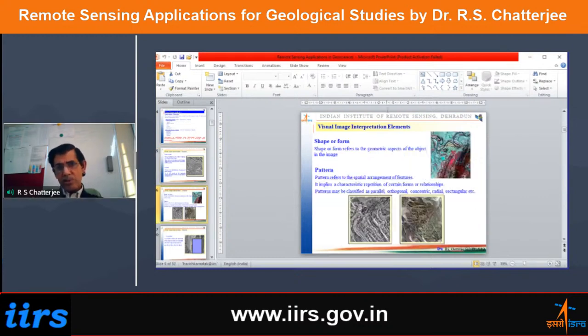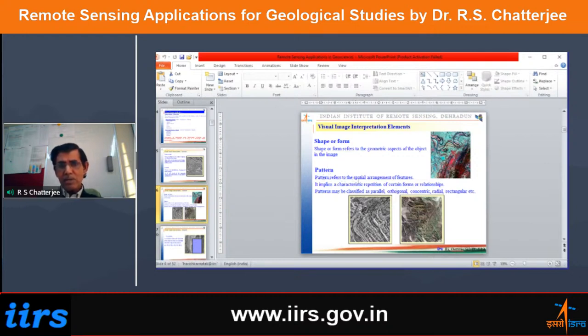Now coming to other interpretation elements like shape or form. This is like a child also can identify based on certain typical shape, like a river. Anybody can identify, isn't it? So this is a river based on this meandering nature. This is a river, although this meandering nature is a little distorted, but even then it is a meandering, curved nature of the river. Anybody can identify, you don't need to be a remote sensing expert that it is a river, isn't it?